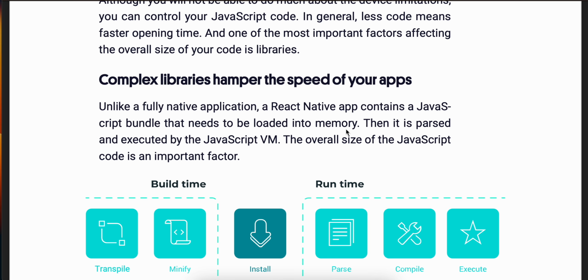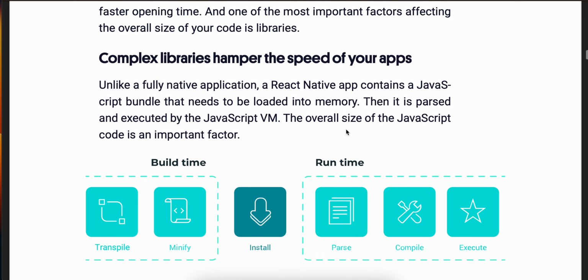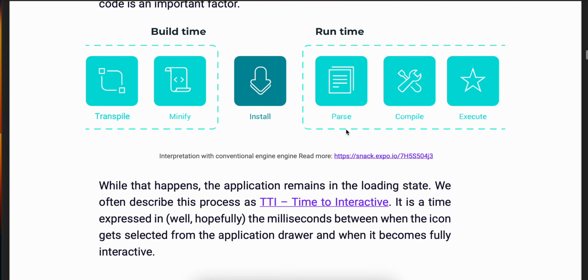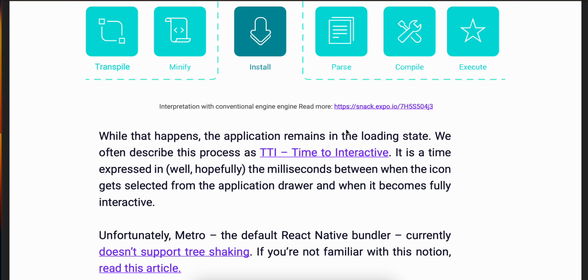Unlike a fully native application, a React Native app contains a JavaScript bundle that needs to be loaded into memory, then parsed and executed by the JavaScript VM. The overall size of the JavaScript code is an important factor. While that happens, the application remains in the loading state. We often describe this process as time to interact. It is the time, expressed in hopefully milliseconds, between when the icon gets selected from the application drawer and when it becomes fully interactive.